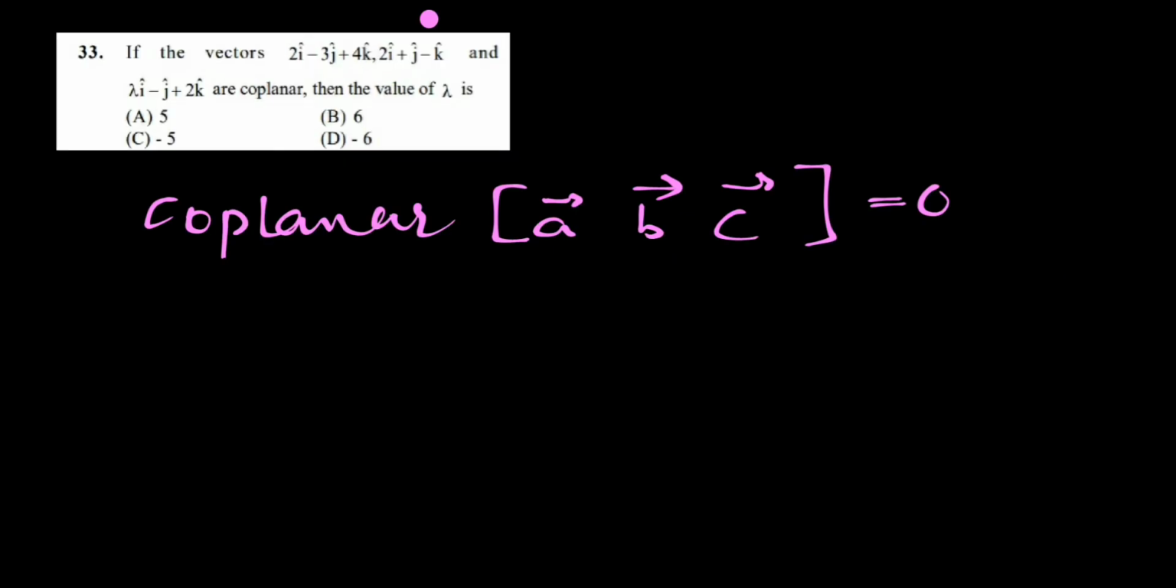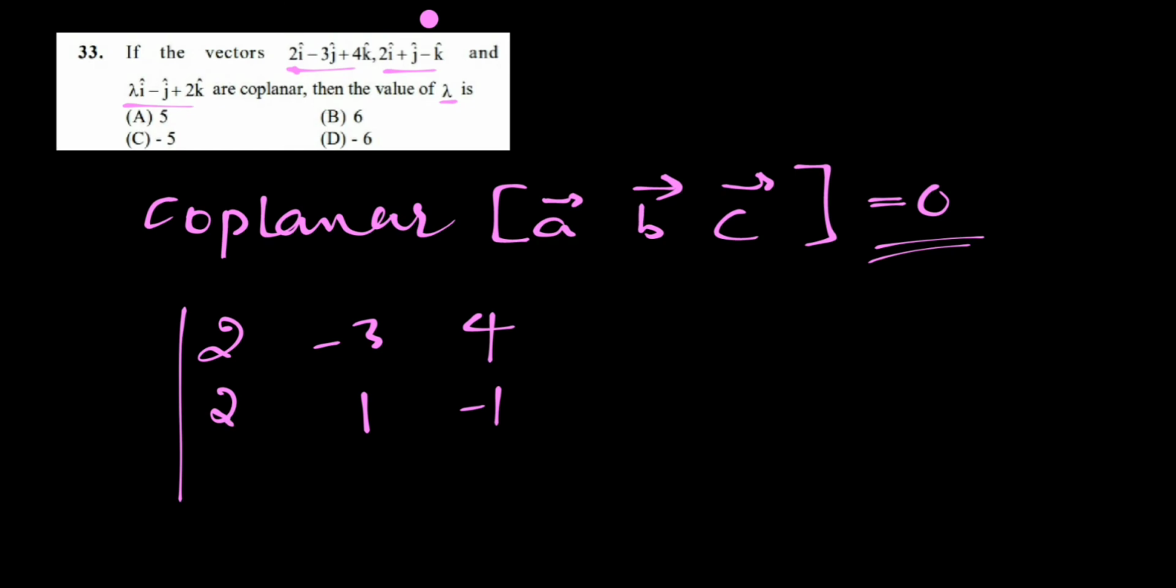Next, problem number 33. If the three vectors given are coplanar, then we have to find the value of lambda. Coplanar means the scalar triple product is equal to 0. How will we find the scalar triple product? By using the determinant concept. So for the determinant, we write the coefficients: 2, −3, 4; 2, 1, −1; next, λ, −1, 2; equal to 0.